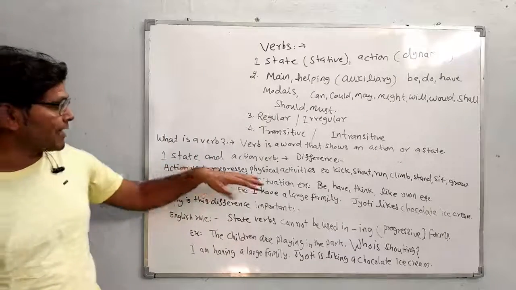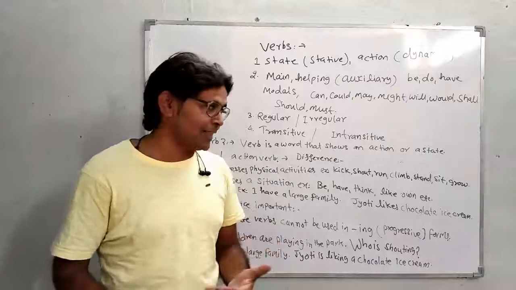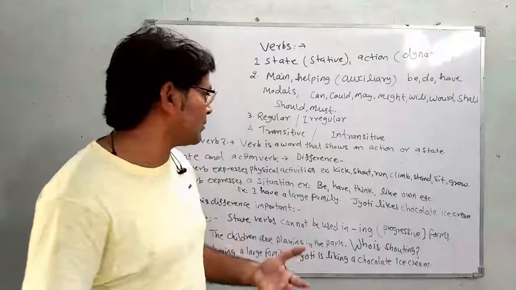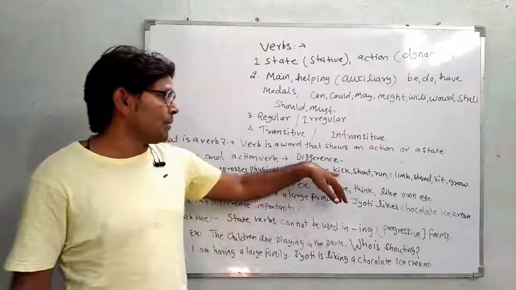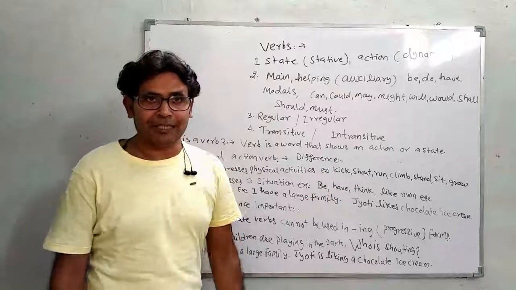An action verb expresses physical activities. Whatever verb shows physical activities or a process is called an action verb. And there are some examples of the action verb. For example, kick. When we kick something, it shows a physical activity in it.